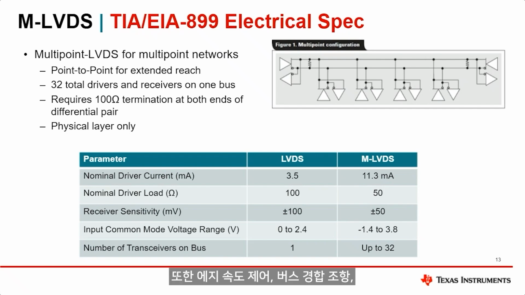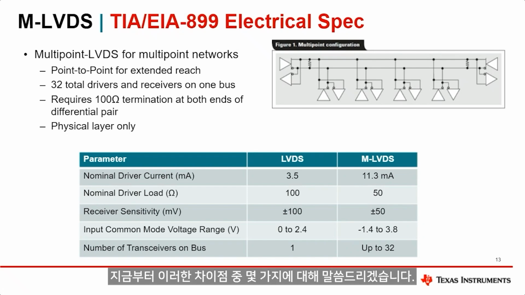There are also other revisions to support a true multi-point configuration, such as edge rate control, bus contention provisions, and wired OR signaling. This is all implemented in the driver and receiver characteristics. I'll talk to a few of those differences now, but we do have more information you can learn on that.